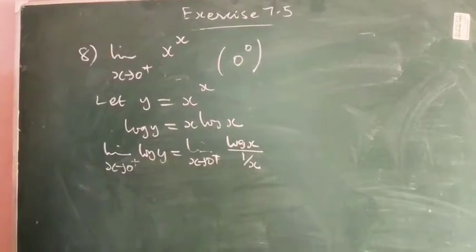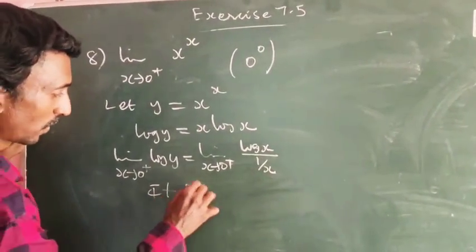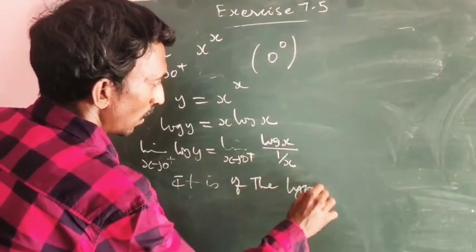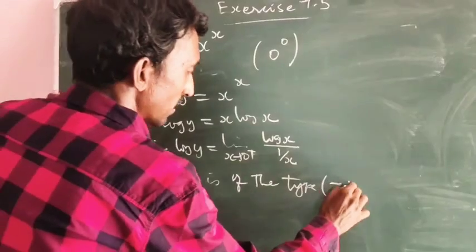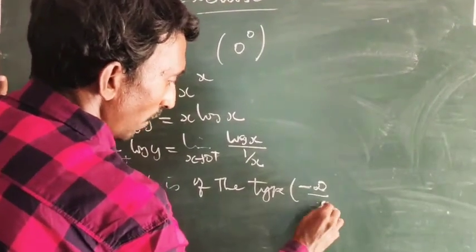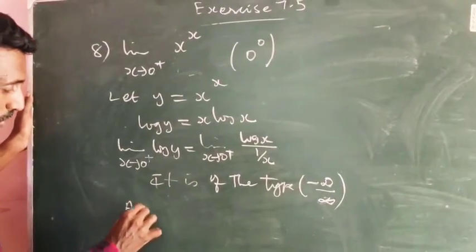Okay, now apply the limit. It is of the type, log 0 is minus infinity, and 1 by 0 is infinity. It is of the type infinity by infinity indeterminate. Therefore, applying L'Hopital's rule.